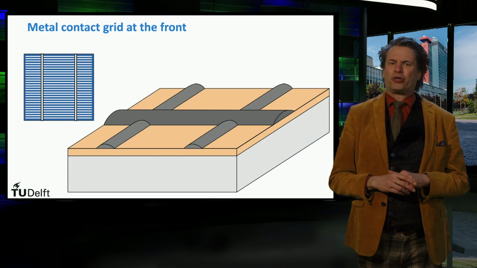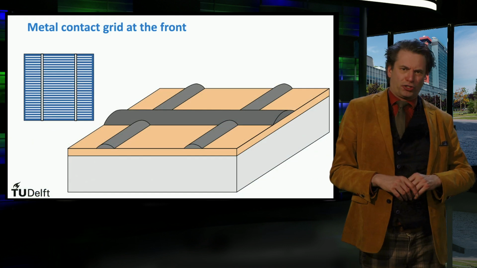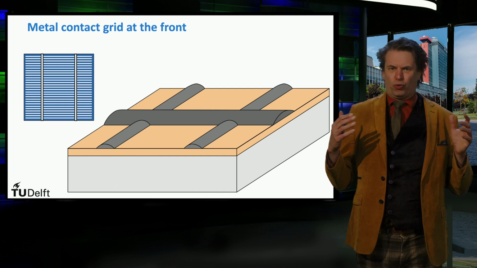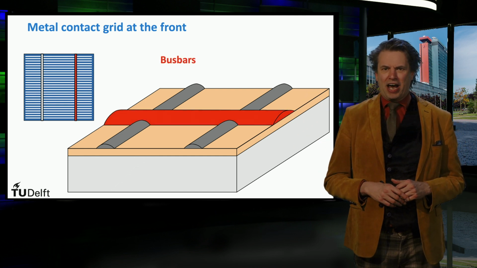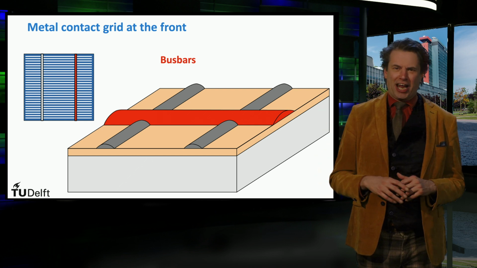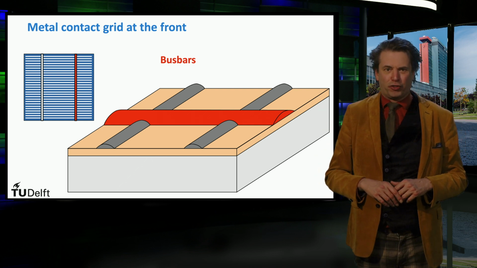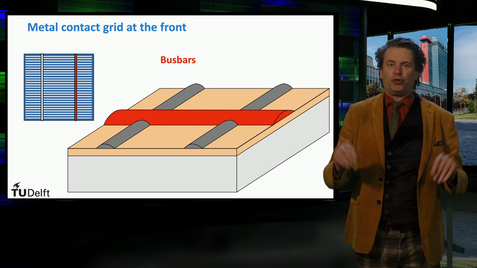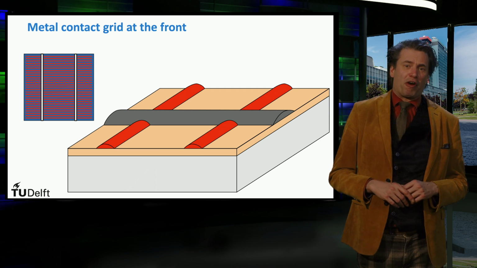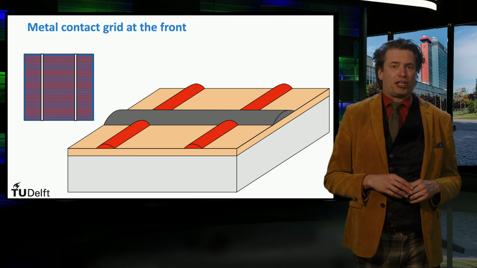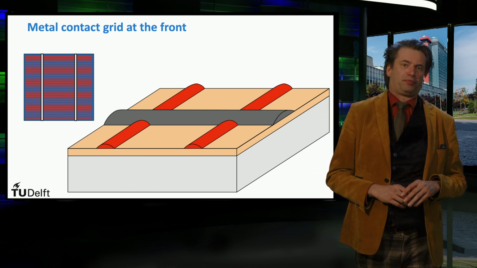The classic metal grid pattern on top of a solar cell looks like this. It's the road map for the electrons. Indicated in red, we see the highway for the electrons in the middle of the top surface of the solar cell. These are called bus bars. The smaller country roads going from the bus bar to the edge of the solar cell are called fingers.